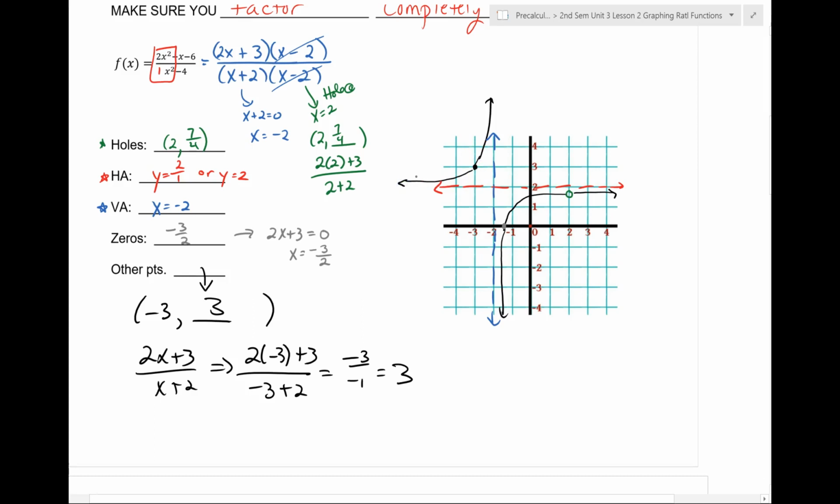Now, how can you check if you did it somewhat right? You have a new calculator? Get it out. Let's see if we did it right.